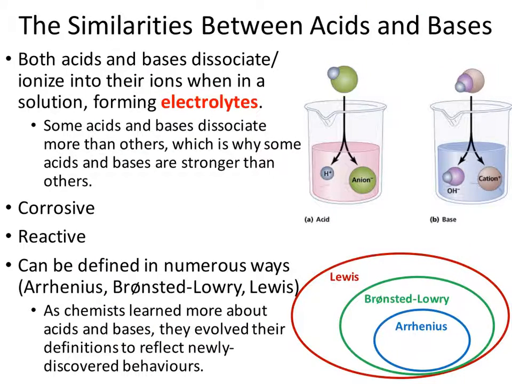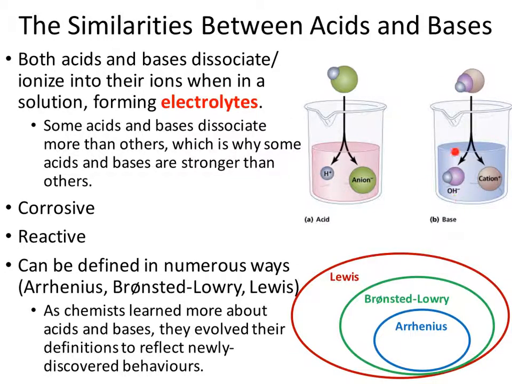Now, some of the similarities is that they both ionize or dissociate into ions. Those two terms, dissociate and ionize, are a little bit different. We'll talk about that in a second. But regardless of what they do, they form electrolytes. An electrolyte is a substance that conducts electrical current when it's in its ion form. As you can see in this graphic, we have an acid that breaks up into an H plus and an anion, and a base that splits up into OH and a cation.